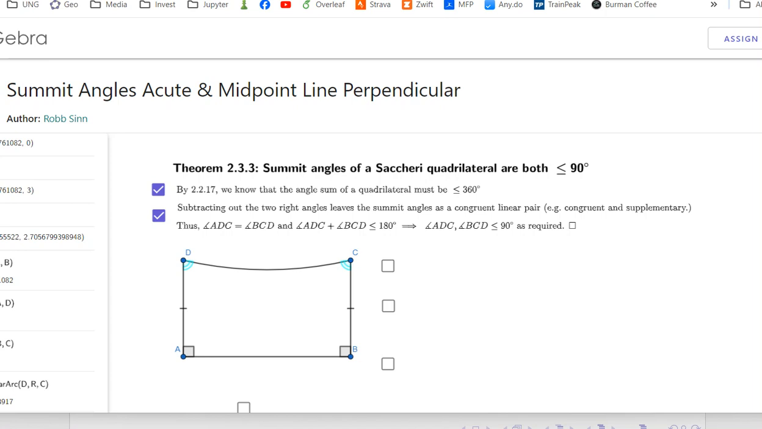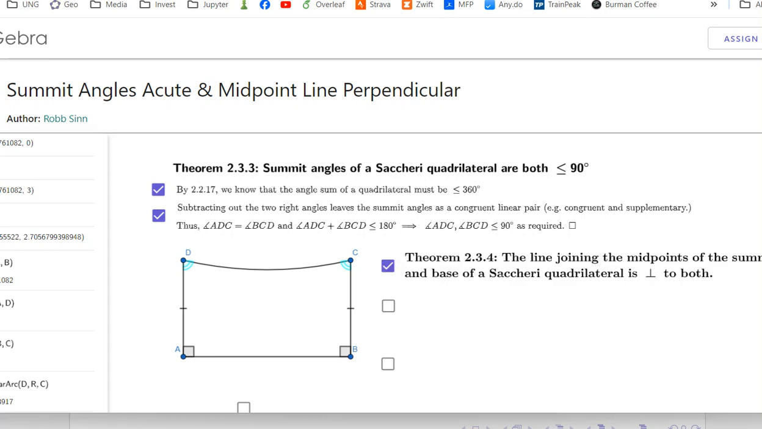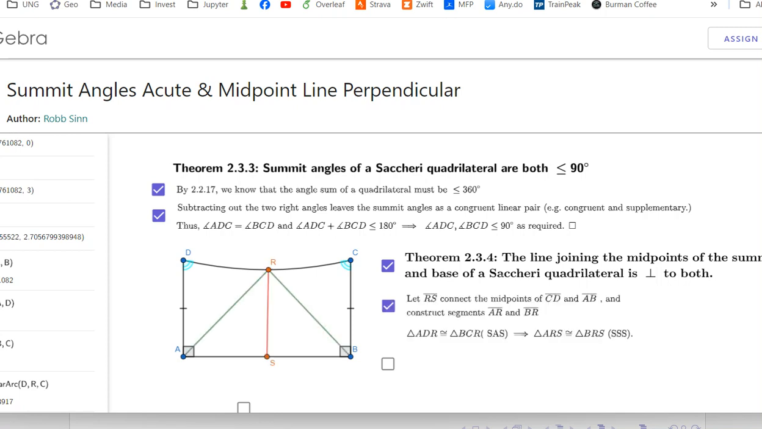Let's take a look at the second theorem here, 2.3.4: the line joining the midpoints of the summit and the base of a Saccheri quadrilateral is perpendicular to both. What are we looking at? That red line, the red line RS. Eventually we do all of these sub-diagonals. We'll see if we can get this one showing up. You can see the purple sub-diagonals, you can see the green sub-diagonals.